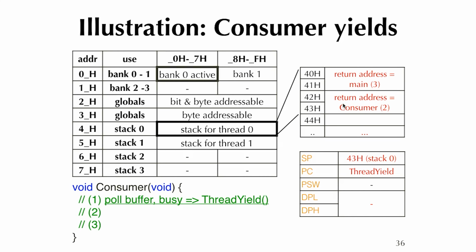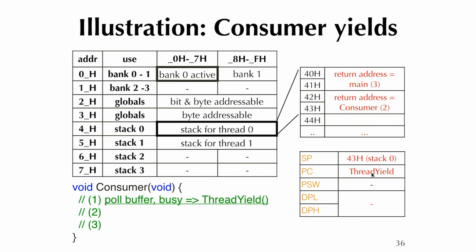It pushes the return address inside consumer on the stack at the time it calls yield. Remember? Right? And then thread yield takes control. Now the stack already has 4 bytes on there: the return address back to main and the return address back to consumer after the yield, right?